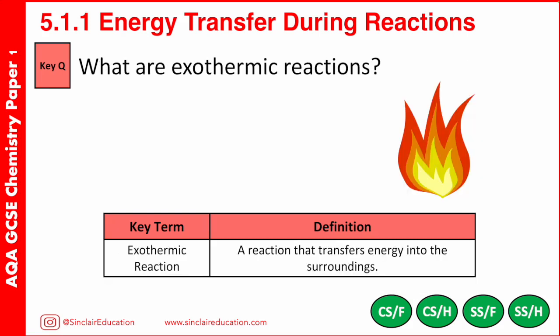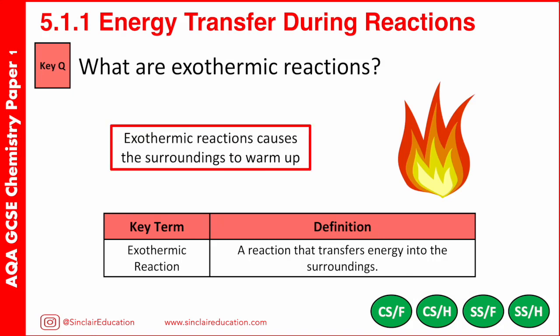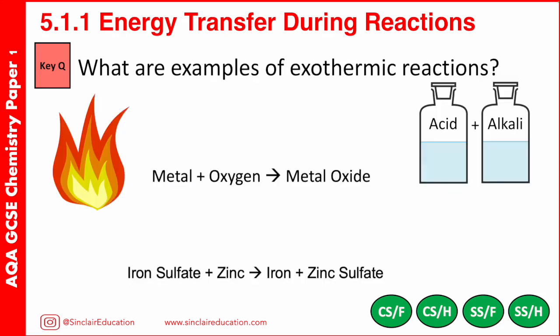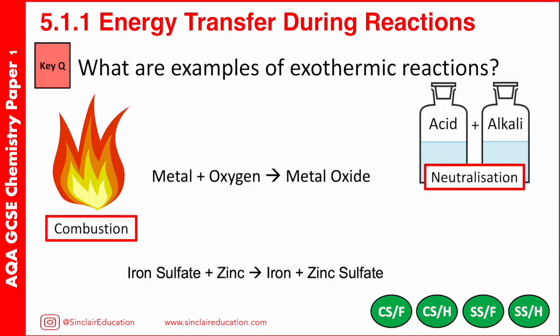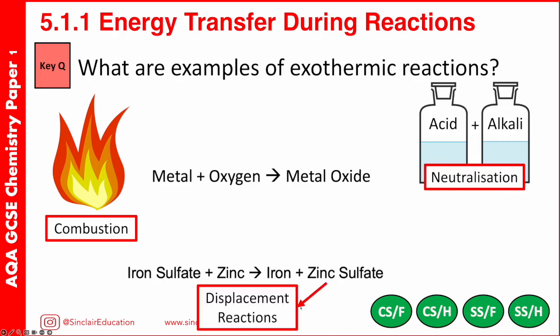Exothermic reactions are ones that transfer energy into the surroundings. So with this, we're normally going to observe a temperature increase and the surroundings will warm up. There are loads of different examples of these. Combustion, so burning, is an example. Neutralization reactions, so the reaction between acids and alkalis, are another example. Displacement reactions are also exothermic, as are oxidation reactions. So there's loads of different examples.